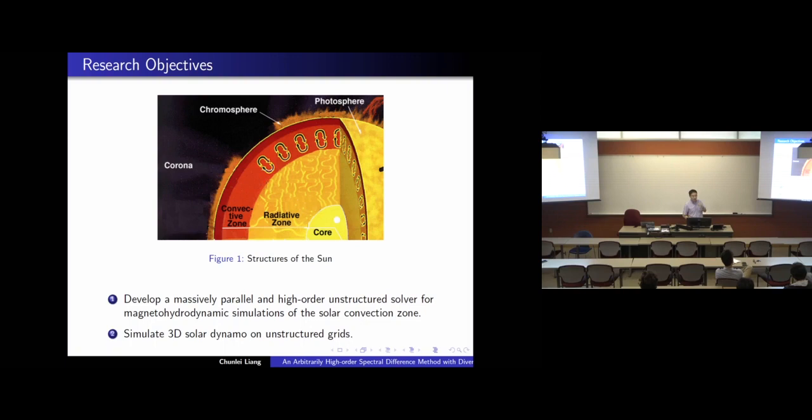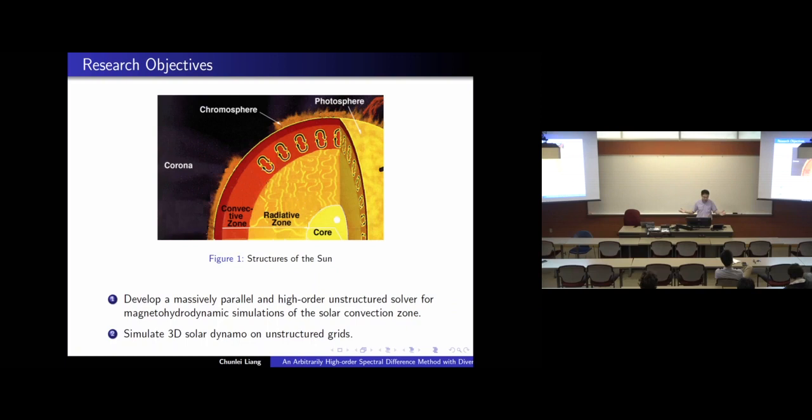Differential rotation is a first-order effect in the sun. If you build a solver for simulating the sun, you have to capture this first-order effect. You have to be able to predict differential rotation. I mean, if you cannot even predict differential rotation, nobody will look at your solver, right?